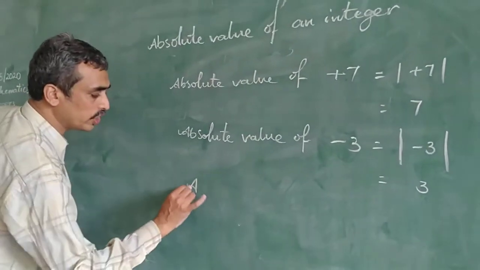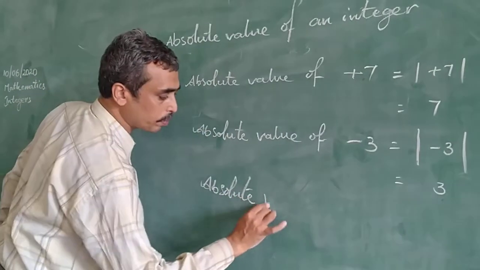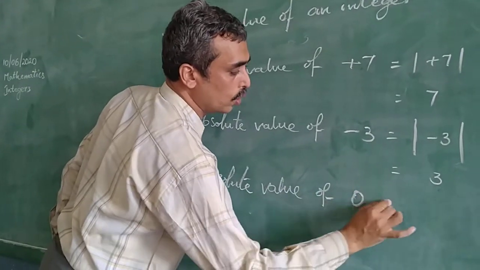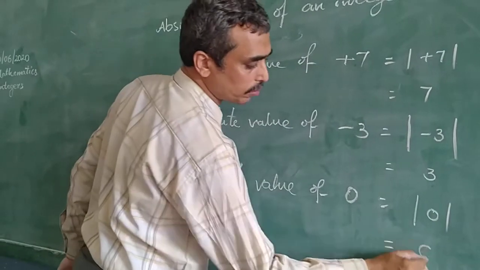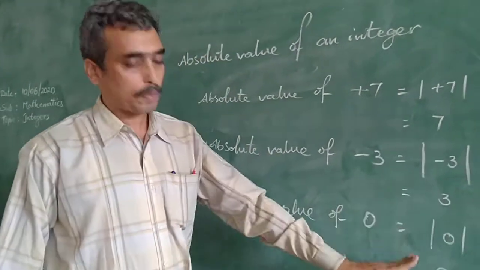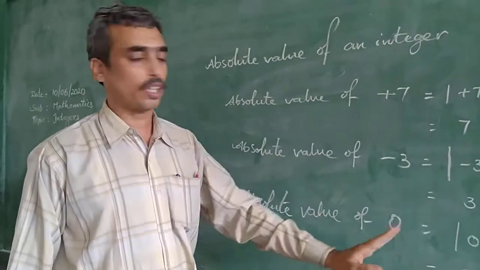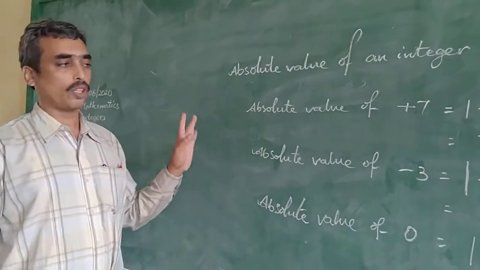Then what about zero? As we said that 0 is neither positive nor negative, how can you find the absolute value of 0? Absolute value of 0 is modulus of 0. Again it is nothing but 0 only. Though it is neither positive nor negative, absolute value is the numerical value itself, 0. Absolute value of 0 is 0. So this is how you can find the absolute values.